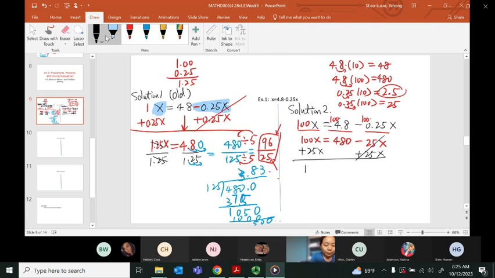So all you have to do is deal with whole numbers. Add 25x, that gives you 125x equals 480. And then you divide both sides by 125. And you can still reduce it to 96 over 25. Okay, so this way.